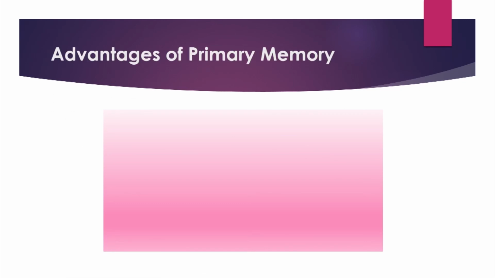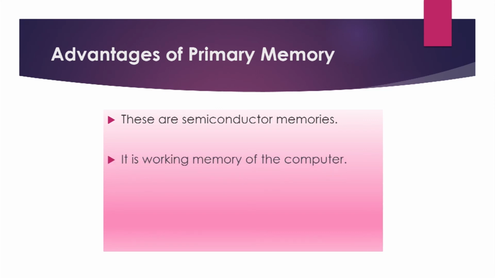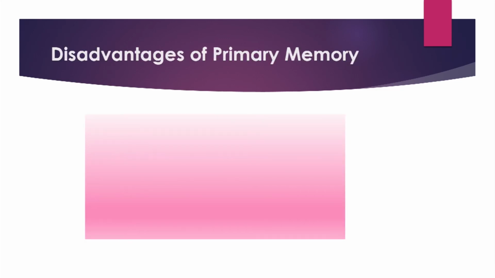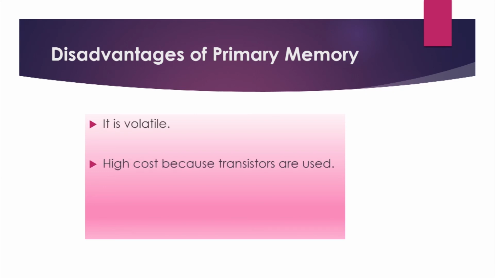Let's now discuss the advantages of primary memory. These are semiconductor memories. It is the working memory of the computer. It is faster than secondary memories. It is cheaper than cache memory. We will now follow the advantages with the disadvantages of primary memory. It is volatile. It has a high cost because transistors are used. Its size is usually less than secondary memory.